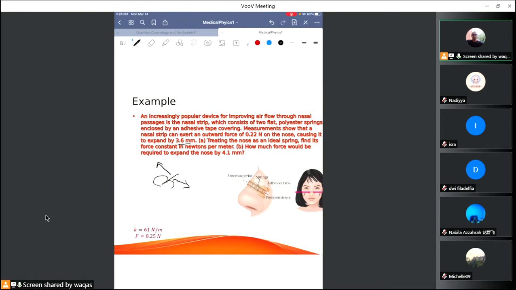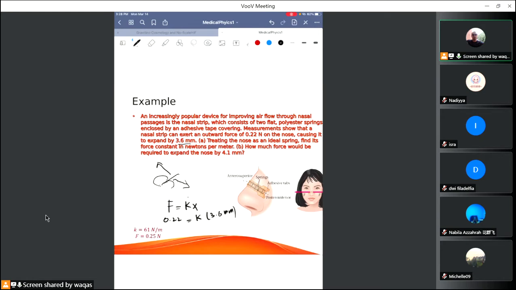So you can find it very easily. You know that F equals kx. You just find the Newton, you need to find k. So you have a force of 0.22, k, and for x you have 3.6 millimeter.